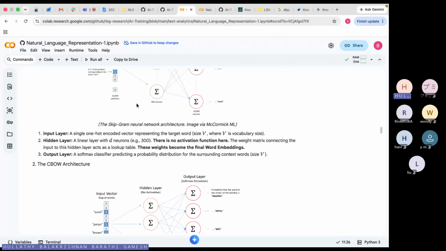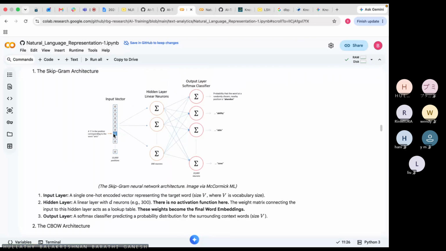So the same is given here. All will be zeros. The only target words would be here in the skipgram model. Output would be the target words of your interest. And whatever we are learning here is called the embeddings.